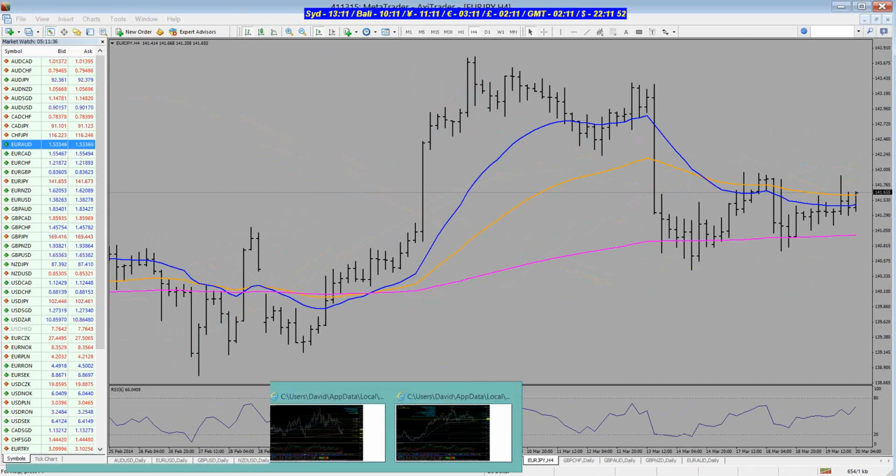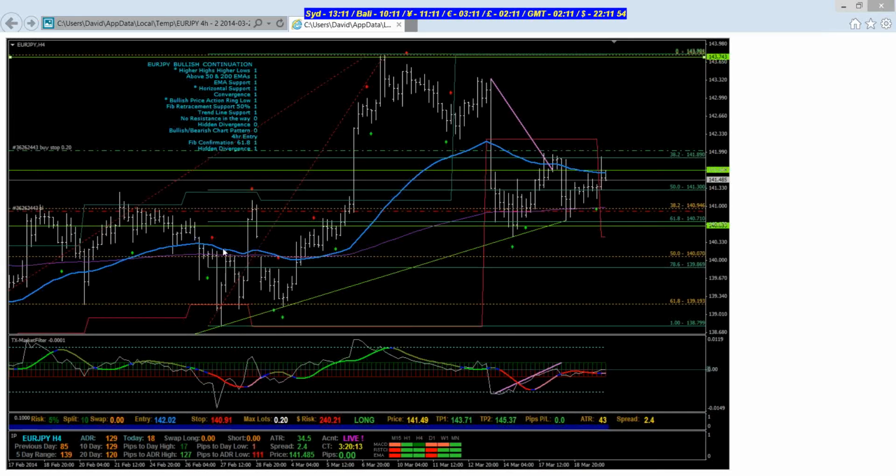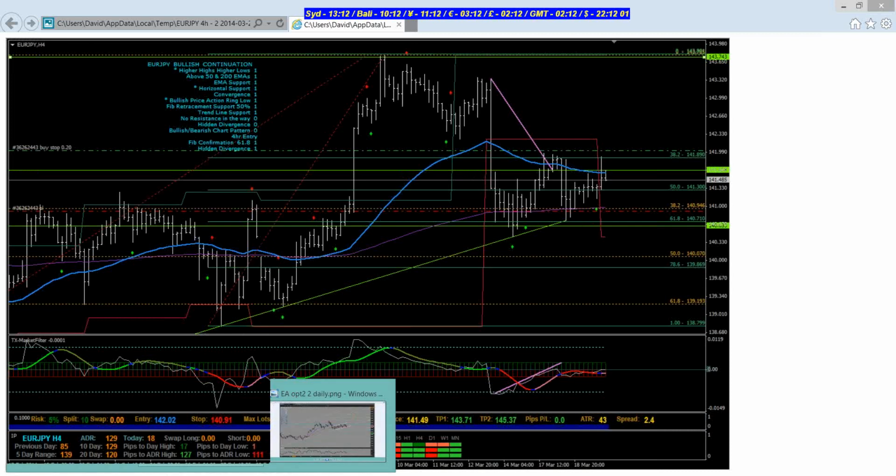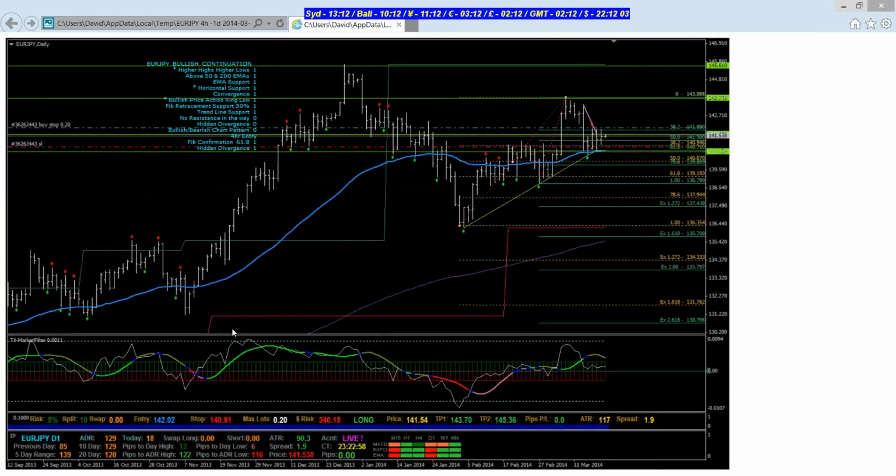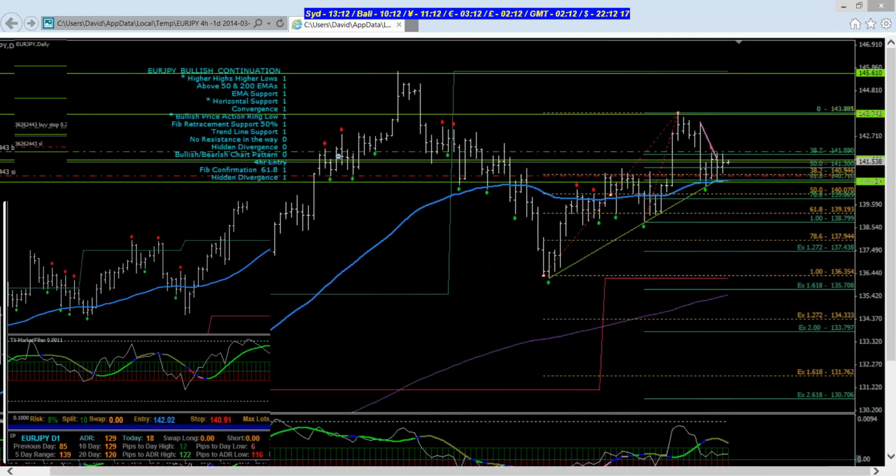Alright, so let's go to your analysis and see what you're looking at. This is the 4 hour. I thought you said you had a daily here. Okay, so here's the daily. Higher highs and higher lows. EMA support, horizontal support, bullish. Tracing trend line, no resistance.